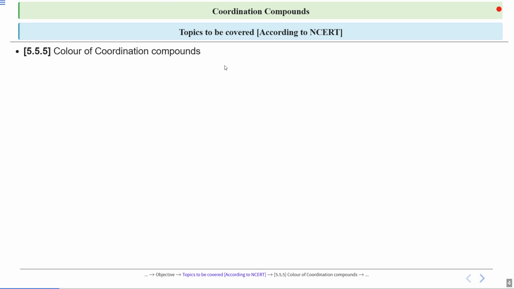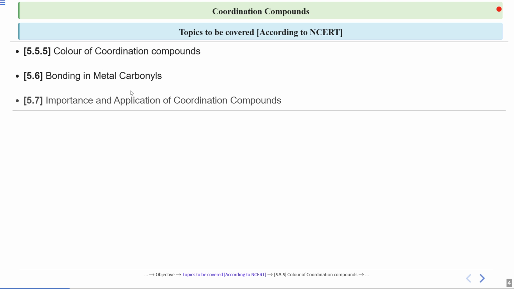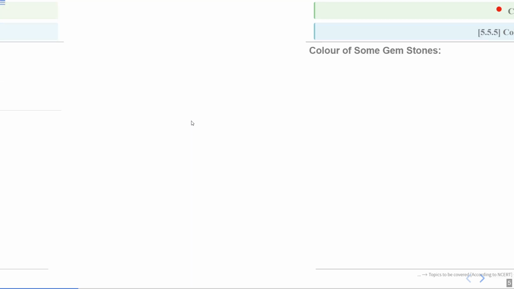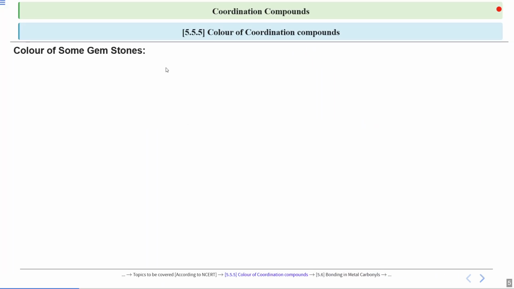The topics that we are going to cover today according to the NCERT are section 5.5.5, some part of this topic, that is color of coordination compounds, section 5.6, which is bonding in metal carbonyls, and then section 5.7, that is importance and applications of coordination compounds. So let's begin with our first topic, the color of coordination compounds.